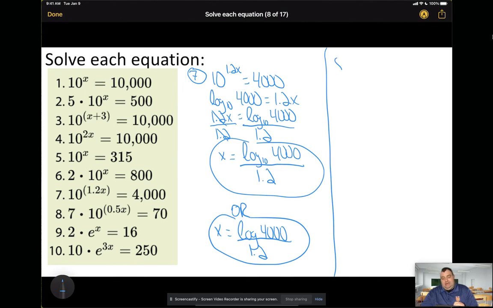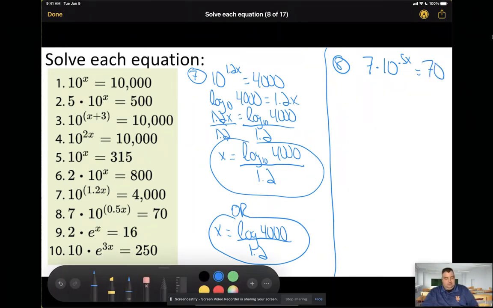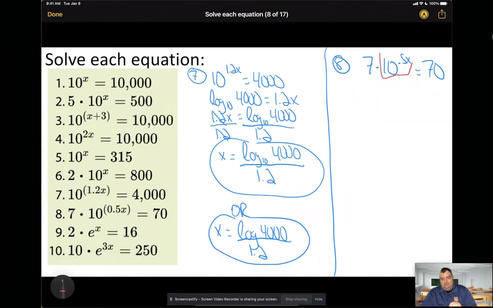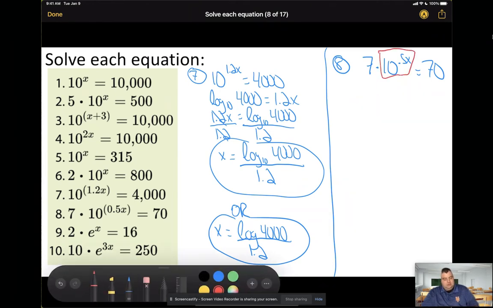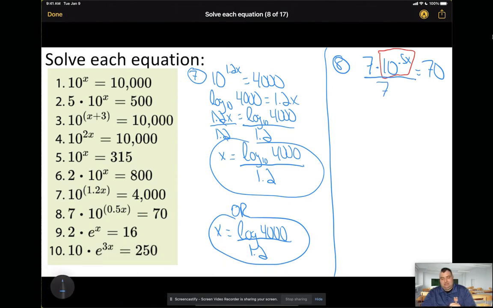All right, we are up to number 8 now. So number 8 is 7 times 10 to the power of 0.5x equals 70. For this one, I do have to isolate my exponential term. So I'm going to do that by dividing both sides by 7. So I end up with 10 to the power of 0.5x equals 70 divided by 7. 70 divided by 7 is 10.